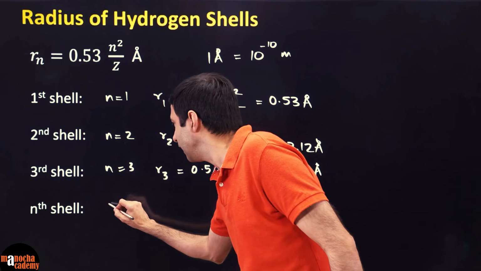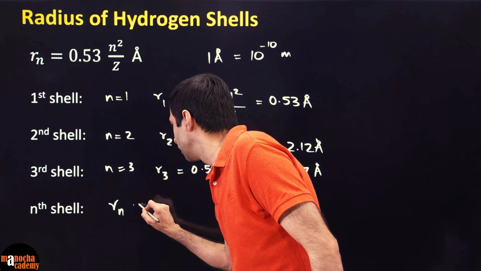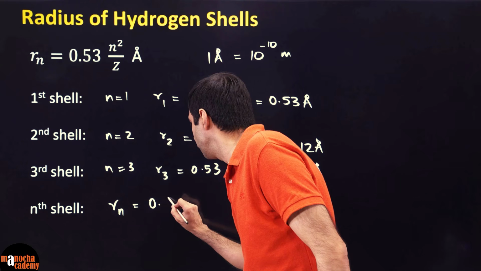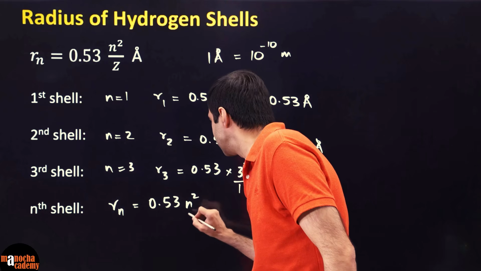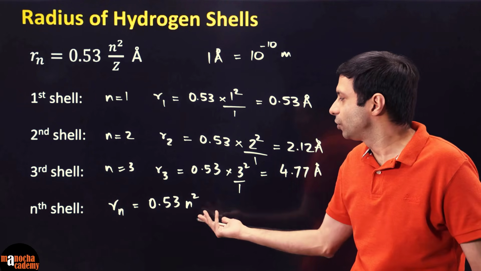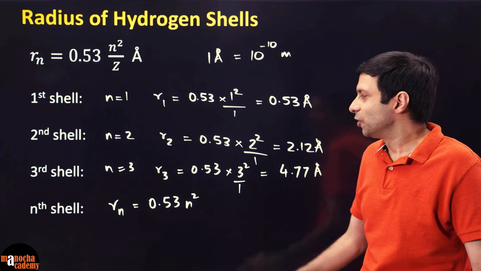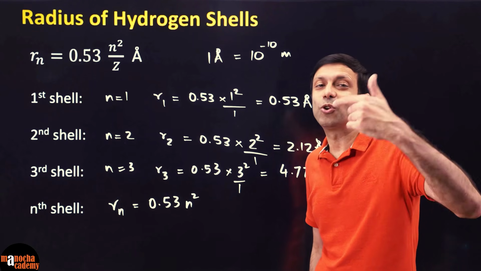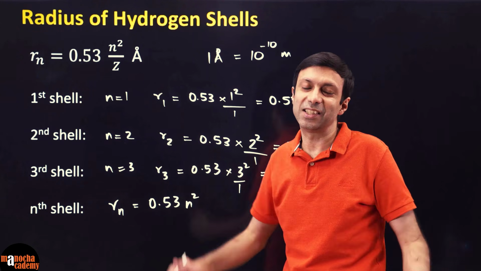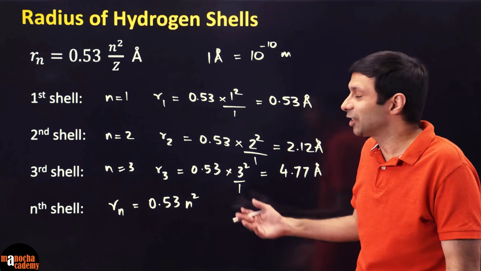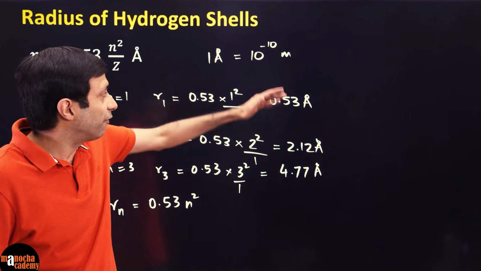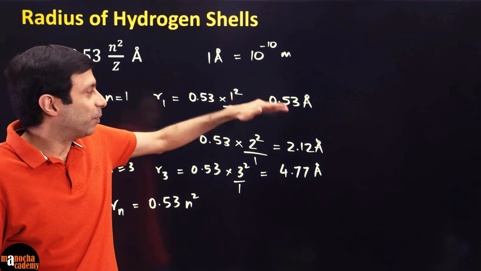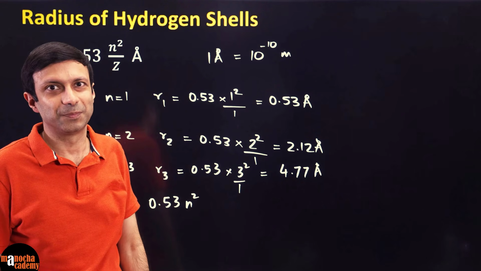So basically our nth shell, Rn, is what? It is 0.53 times n square. And since the atomic number of hydrogen is 1, it's divided by 1. So this is the expression. You can find out the radius of any of the shells in the hydrogen atom. And as expected, as the shell number is increasing, you can see the radius is increasing. In fact, it is increasing quite fast because there is an n square over here.